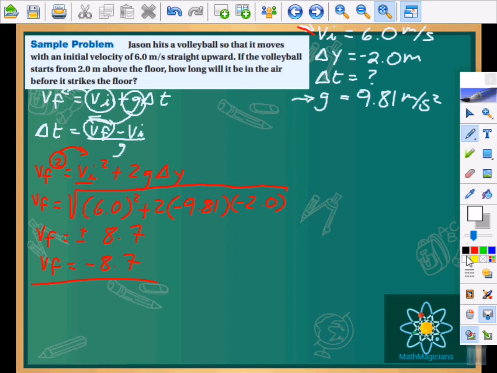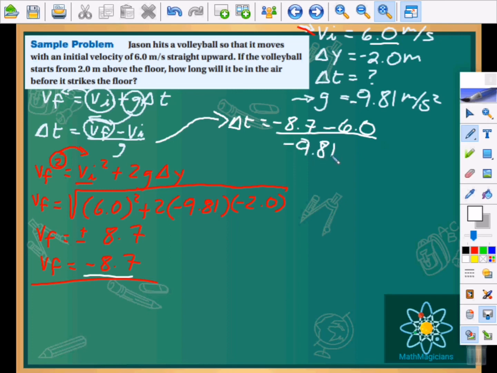Finding our time. We had this formula here. It said that time is equal to my final velocity, the one that we found here, negative 8.7, minus my initial velocity, the one that was given, that is 6.0 meters per second, divided by gravity, that is your acceleration. You didn't put the negative here, but it's negative 9.81. If we evaluate this, our change in time with two significant figures is 1.50 seconds. And that would be your answer.